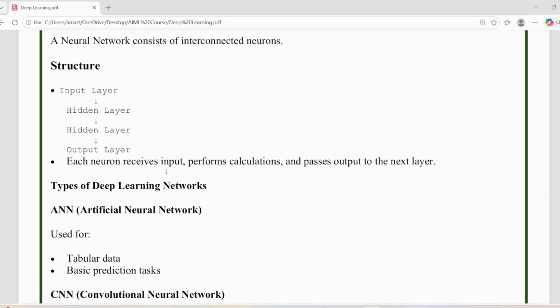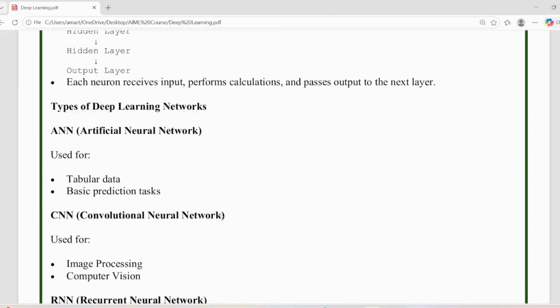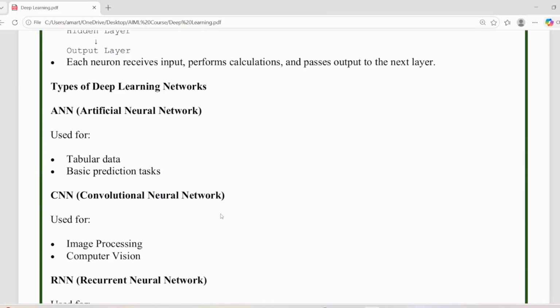Each neuron will receive input, like a human brain. I have already explained. It performs some calculations and then passes output to the next layer, the next neuron. Okay. Now, these are some types of deep learning.